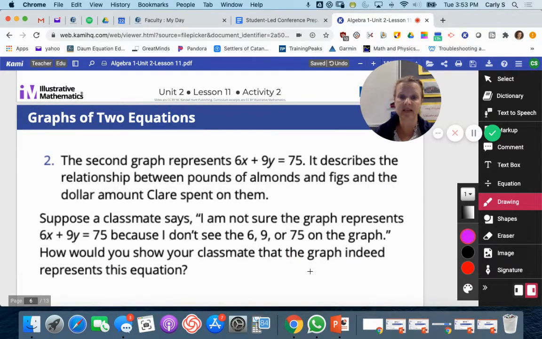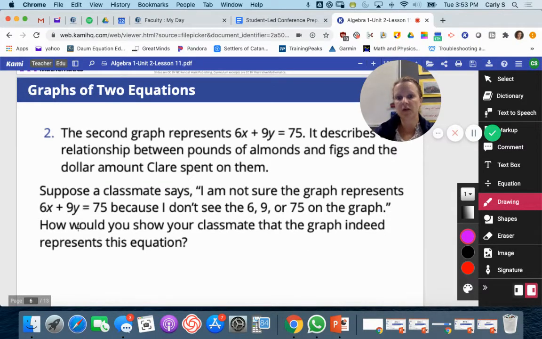Suppose a classmate says, I'm not sure the graph represents 6x plus 9y equals 75 because I don't see the 6, 9, or the 75 on the graph. How would you show your classmate that the graph indeed represents this equation? Well, I honestly look for where I cross the horizontal axis and where I cross the vertical axis as a very easy way to check things out.